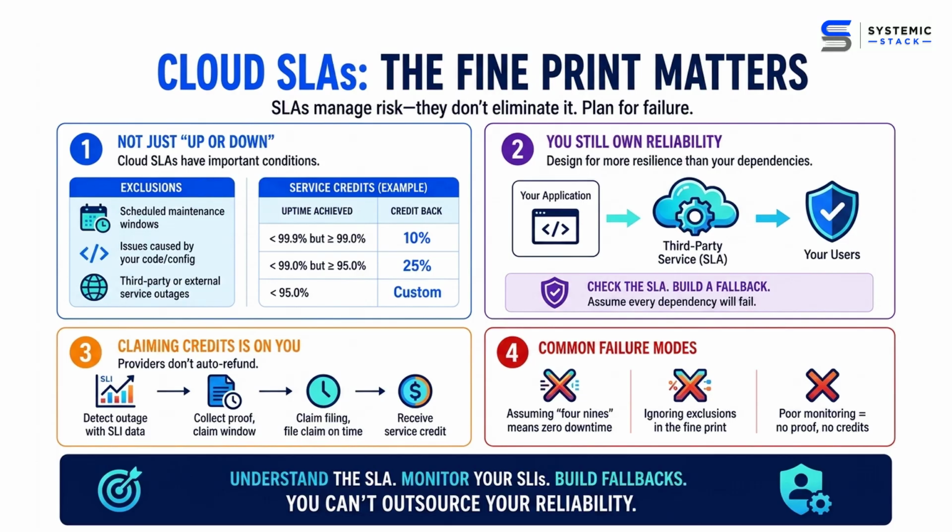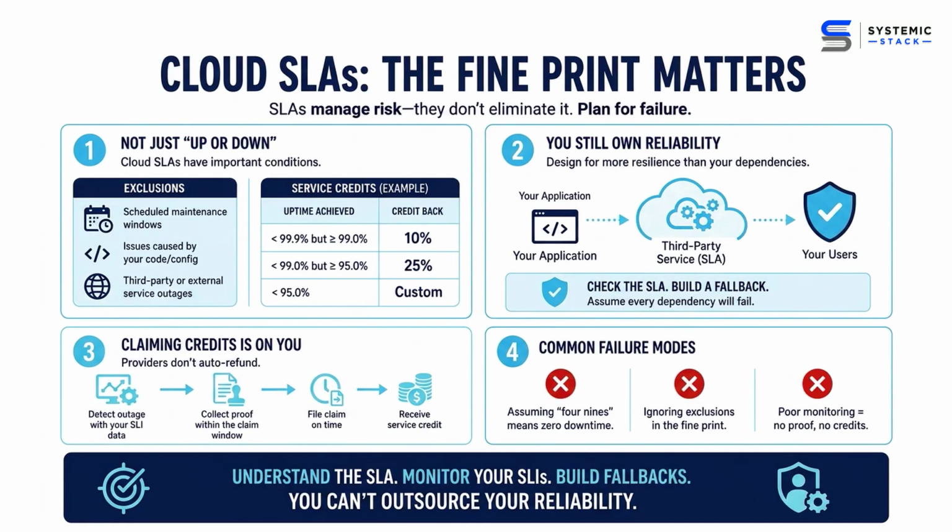A common failure mode for developers is assuming a 4 nines SLA means they never have to worry about downtime. In reality, you have to design your system to be more resilient than the underlying services it relies on. In an interview, if you're asked about using a third-party API, you should mention checking their SLA and then building a fallback mechanism for when they inevitably breach it. You can't outsource your own reliability. You have to plan for the failure of every component in your stack.